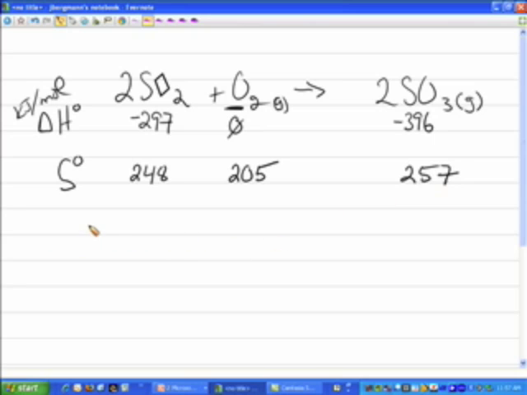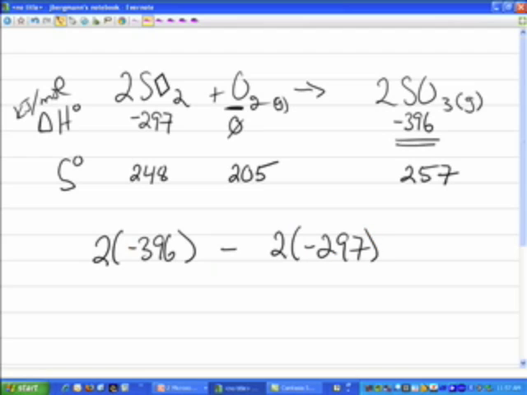So we want to do products minus reactants. The products for the SO3, I'll take 2 times negative 396 minus the quantity of 2 times negative 297. I can ignore the oxygen because, of course, it's 0. And that comes out to be negative 198 kilojoules per mole.